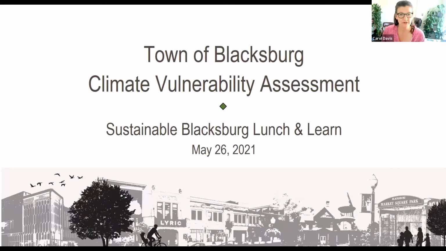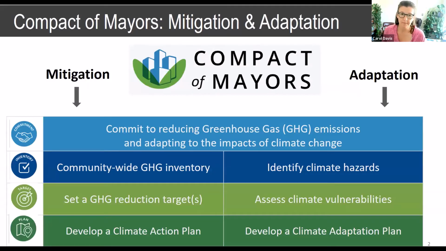So let's just dive right in. So let's talk about the town's climate vulnerability assessment. A little background on this. We've been working on this for well over a decade.